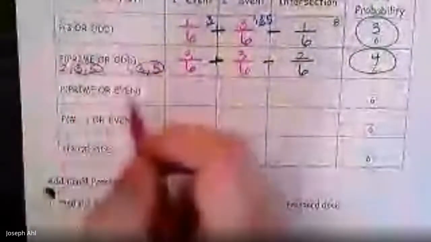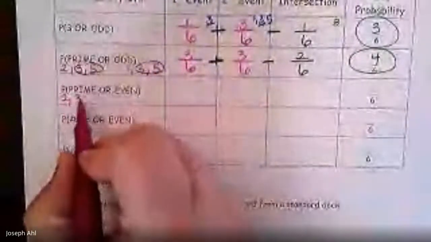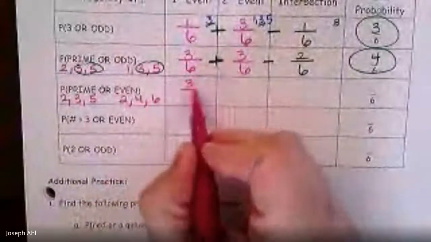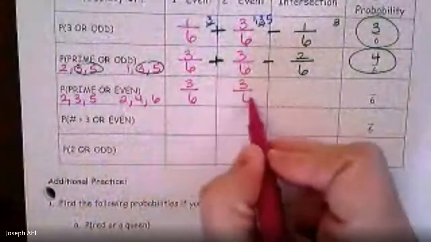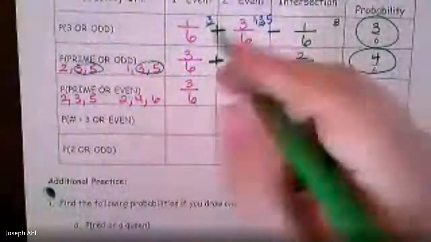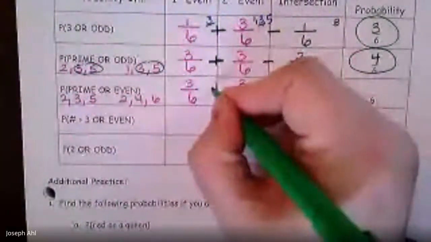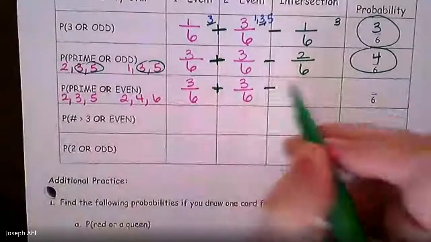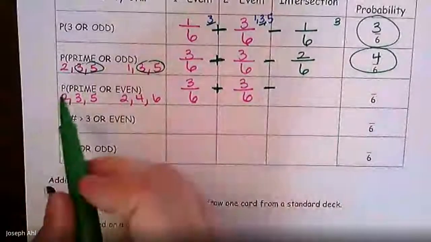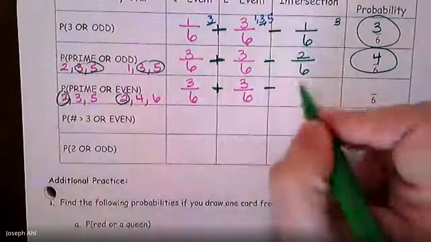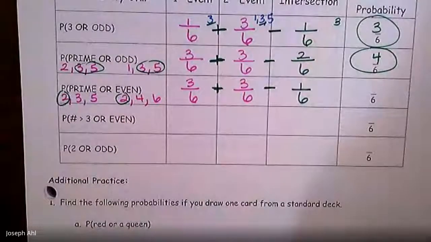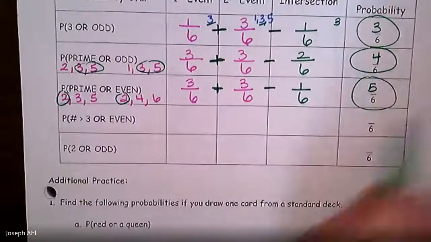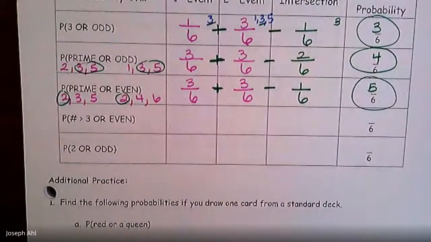All right, keep on going. What about prime or even? So here's the primes. The evens are 2, 4, and 6. So again, if I just add them up, 3 out of 6 plus 3 out of 6, it looks like there's a 100% chance of this happening, but we have to subtract out any overlap. The overlap in this case is they both share the number 2, so there's one number that they have in common. So 3 plus 3 minus 1 is a total probability of 5 out of 6.